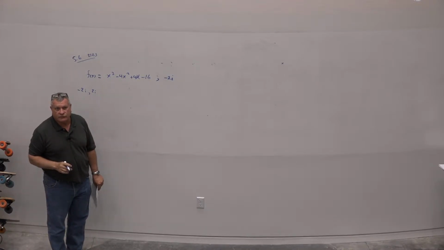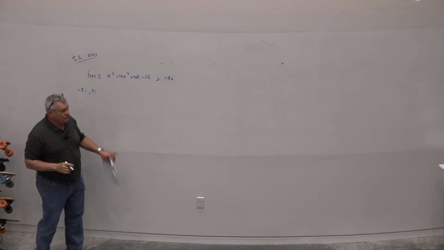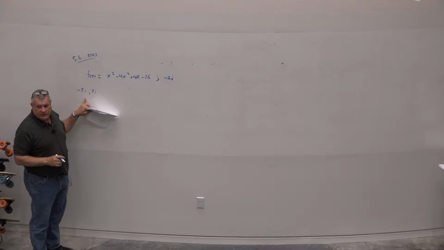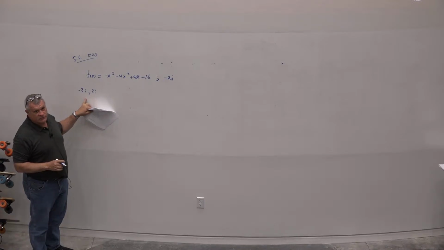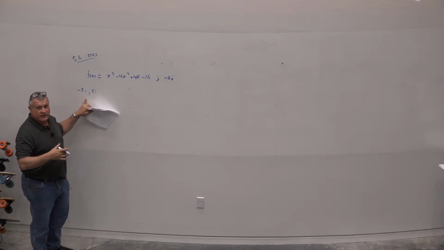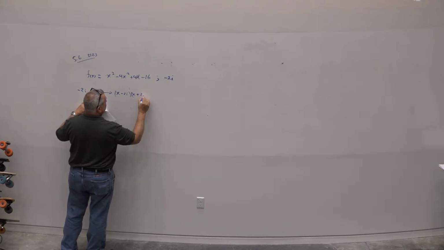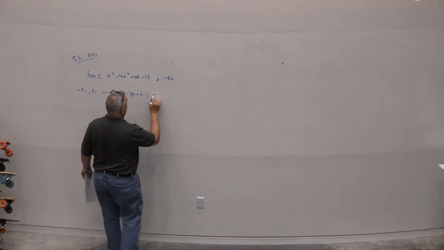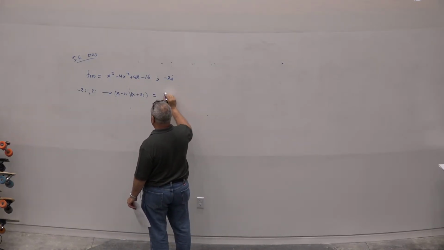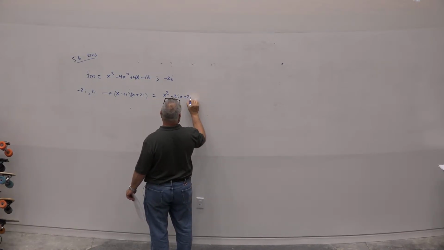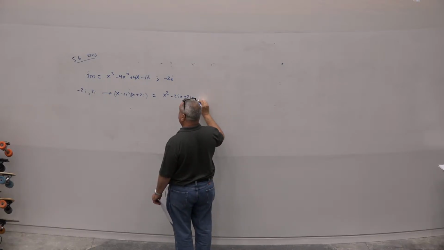How the heck am I going to do that? Can I put these together and make it something reasonable? These are not real roots. These are roots, but they're not real. But I can put them together. I can write this as x minus 2i times x plus 2i. Okay, watch this now. X squared minus 2i x plus 2i x minus 2i whole thing squared.